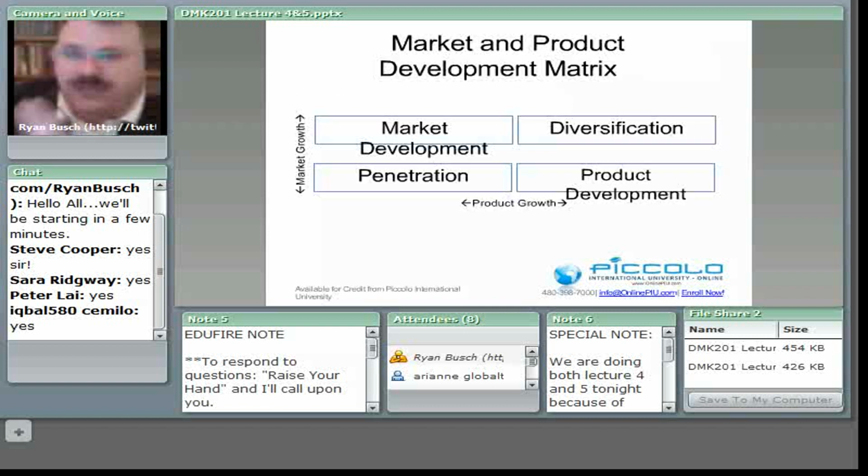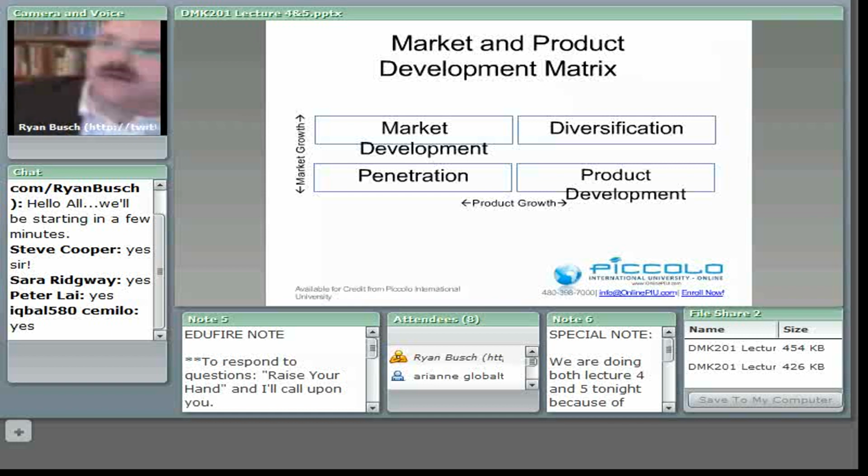And what we want to picture here is when we're considering the market and product strategies, we're going to be looking at, hold on 1 second for me.